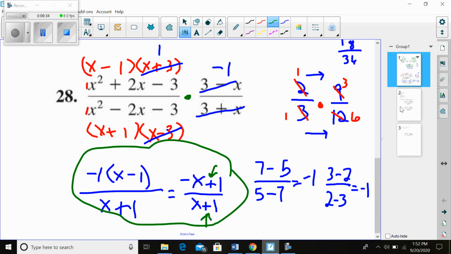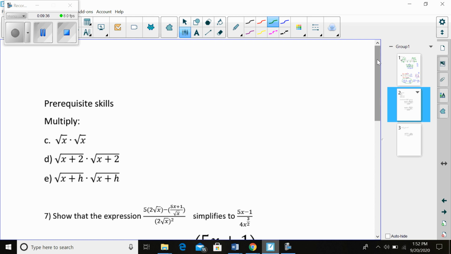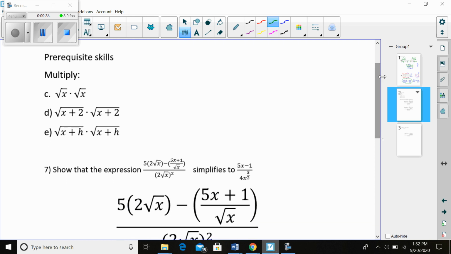Now, moving on, I had these prerequisite skills up in a previous lesson, but they're worth looking at again because we're going to need the same skill here. So unless you very quickly can get the answer right in your head, you should be able to.